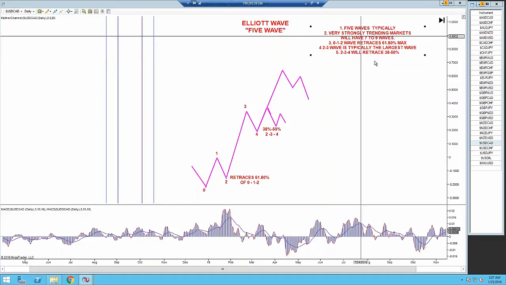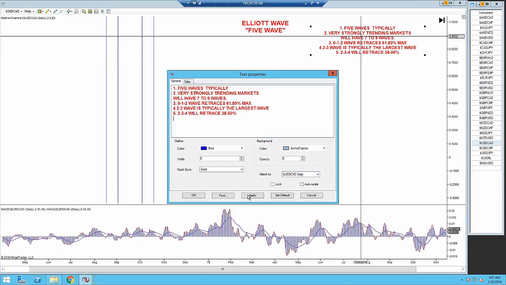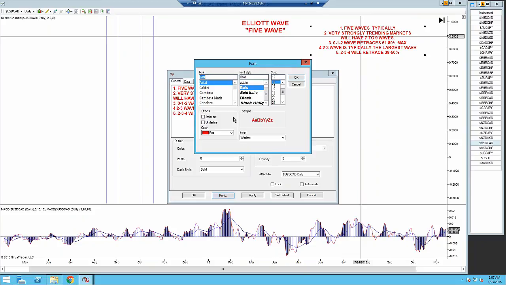I don't know why everything looks weird like that. Let's just, I don't know why it's like that. It should be to the left, right?